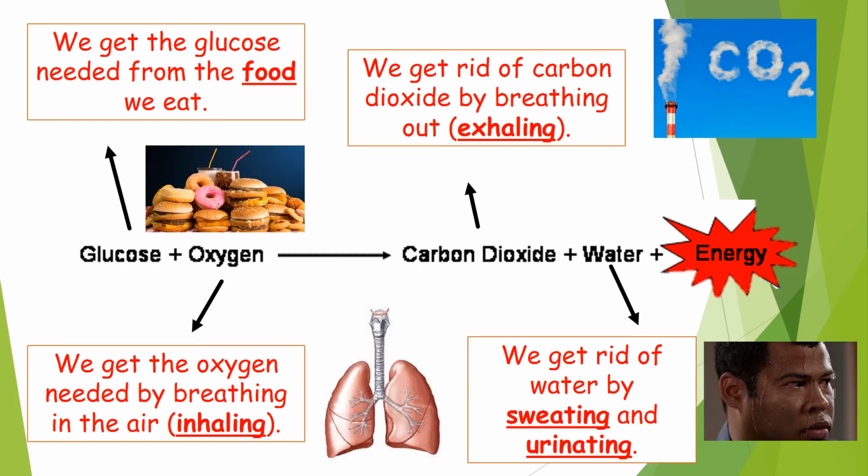And here are the answers. So we've got glucose from our food that we eat, and we get rid of carbon dioxide through exhaling. That's the physical process of removing CO2 from the body. We get rid of our water through sweating and urination, and we get the oxygen needed by inhalation.